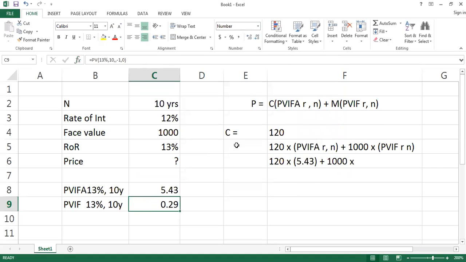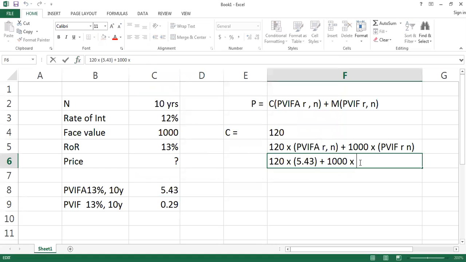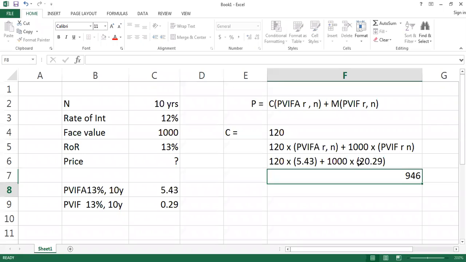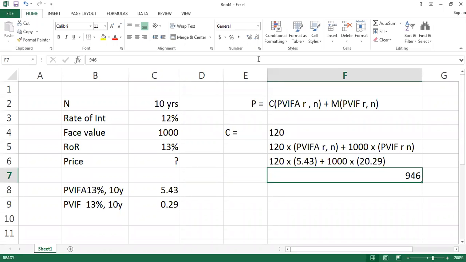This is my present value. So if I write this answer here, 1000 into 0.29. Now if I multiply and add, whatever answer I get, if I'm not wrong, I will get somewhere around 946. This is the price of the bond.